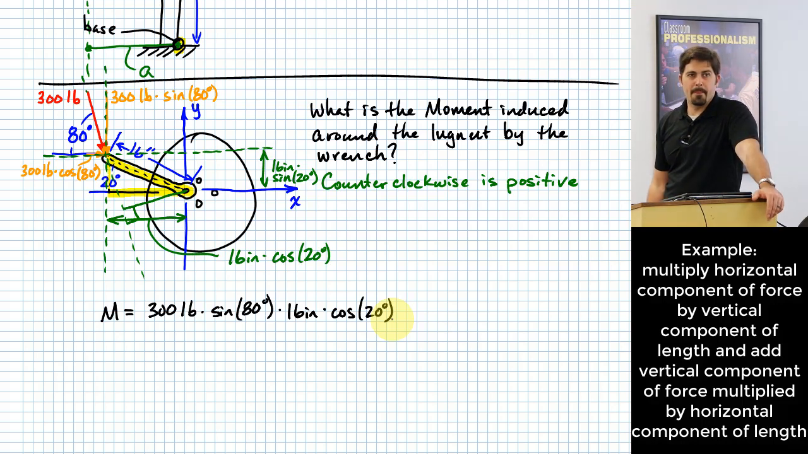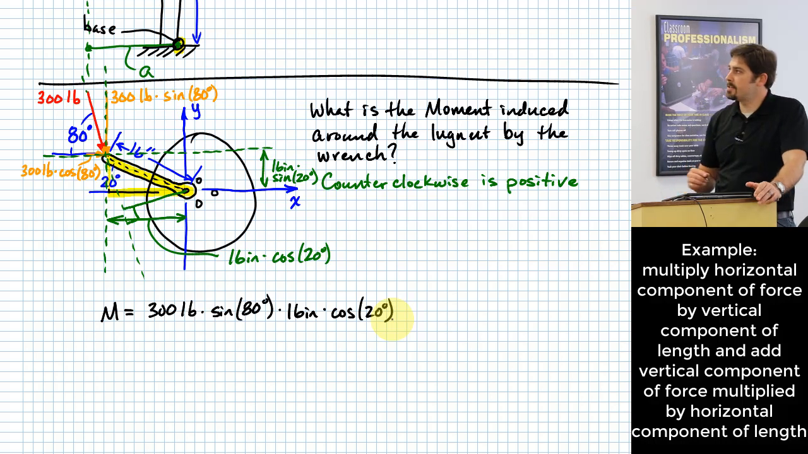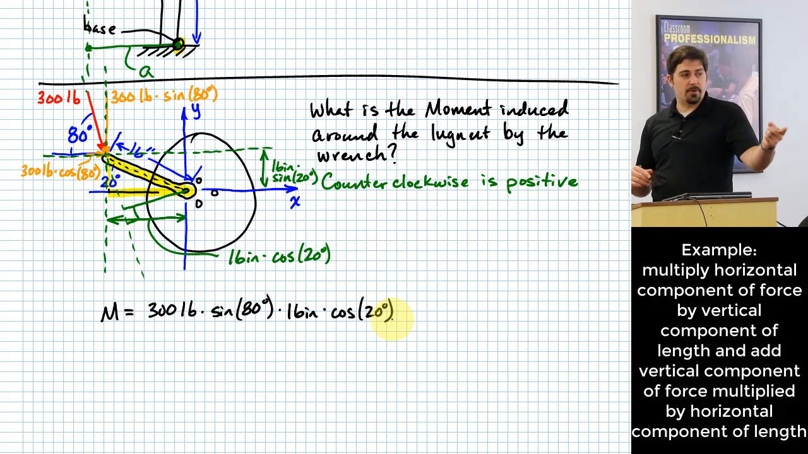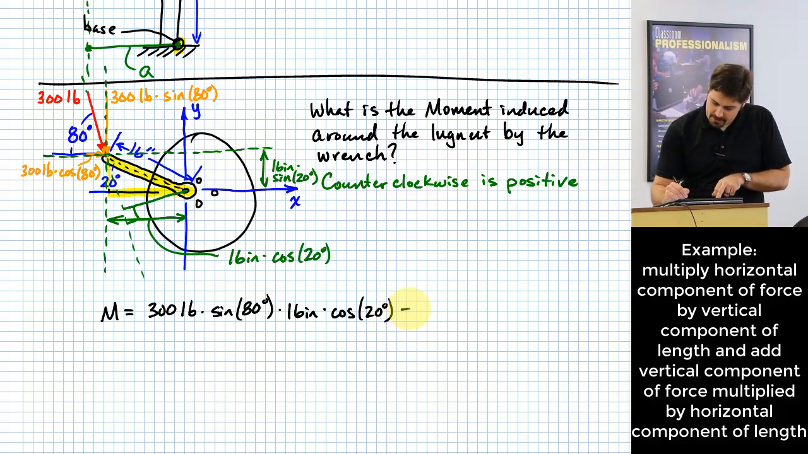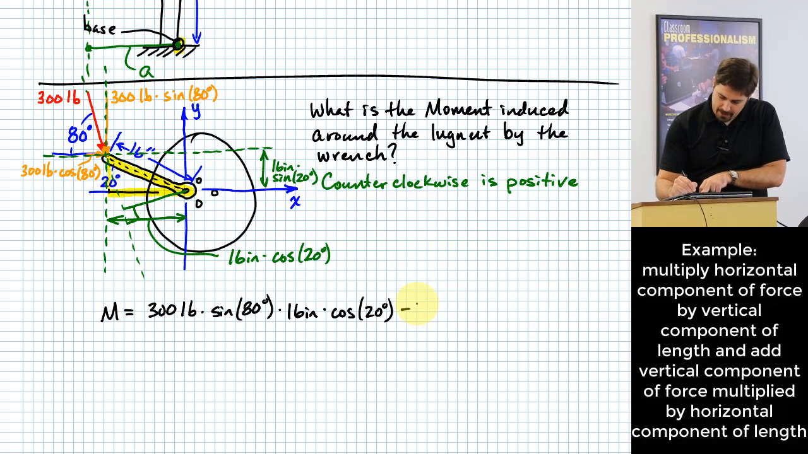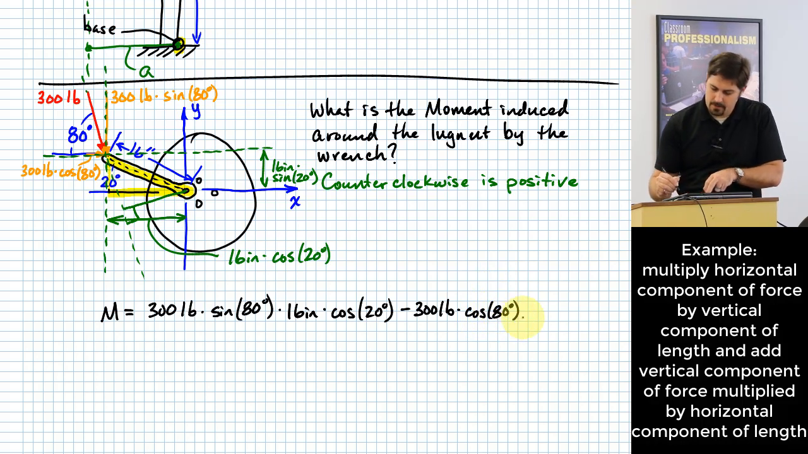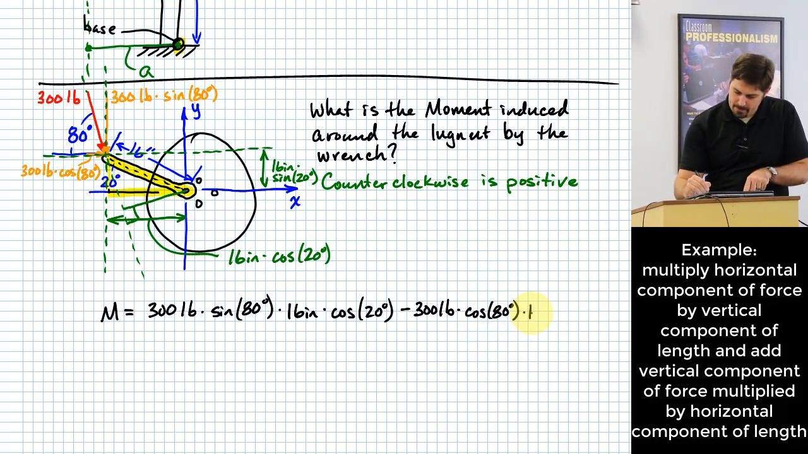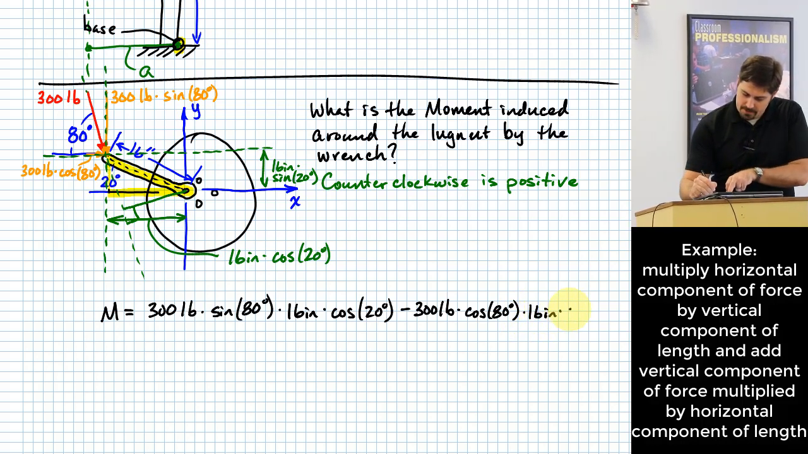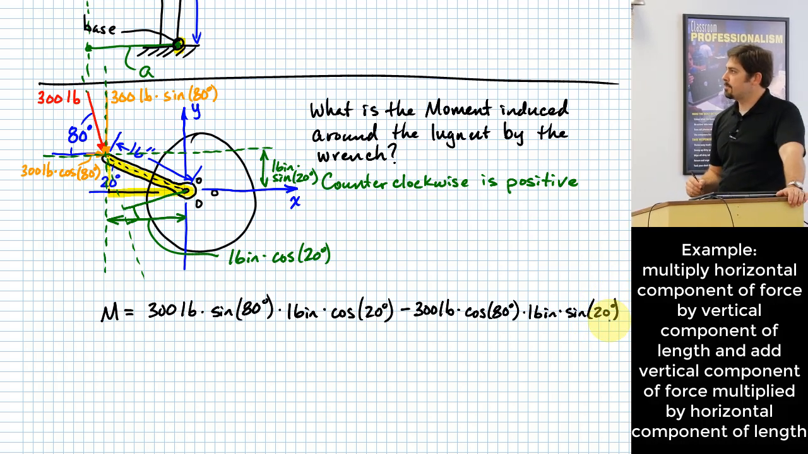Then what? I'm not quite done, right? Because there's another component there that is the 300 pounds times the cosine of 80 degrees. Okay, and it tends to try to rotate it clockwise. So this should be minus 300 pounds times the cosine of 80 degrees times what? Times 16 inches times the sine of 20 degrees.